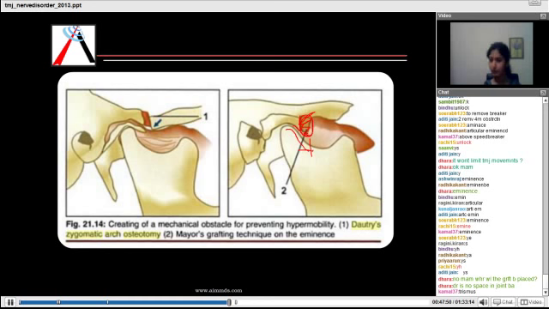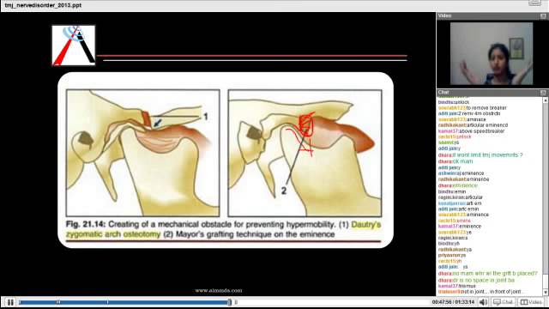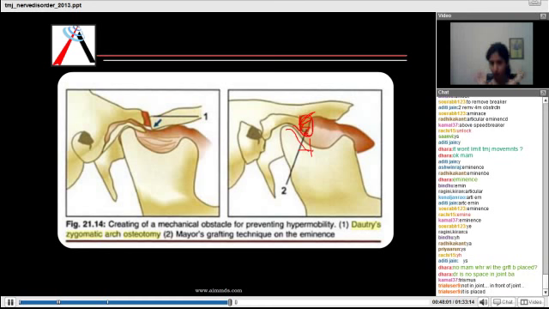There is no space in the joint. No, you're on the articular eminence. It is not inside. It is in front of the joint. It is over your joint. It is not between the joint.